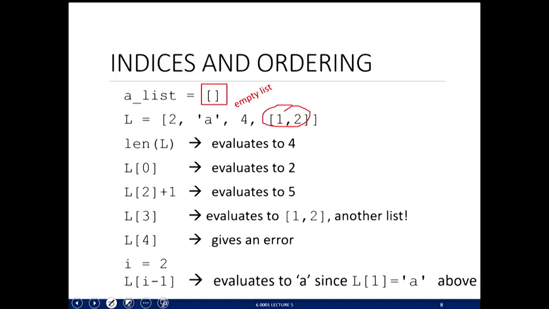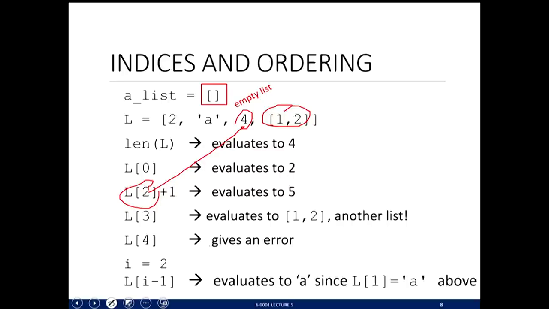Indexing and slicing works the same way, so L at position 0 gives you the value 2. You can index into a list and then do something with the value that you get back, so L at position 2 says that's this value there, and add 1 to it. L at position 3, that's going to be this list here. Notice it evaluates to another list. You're not allowed to index outside of the length of the list, so that's going to give you an error because we only have 4 elements.